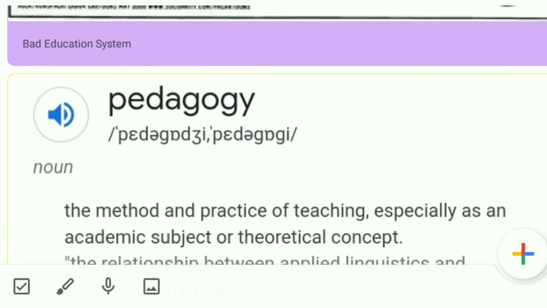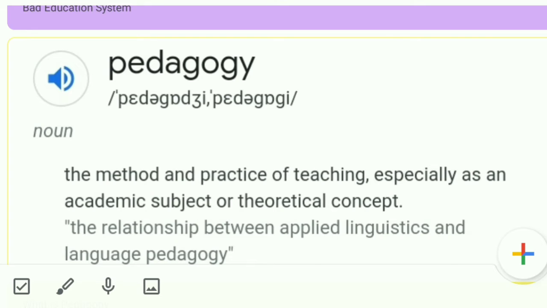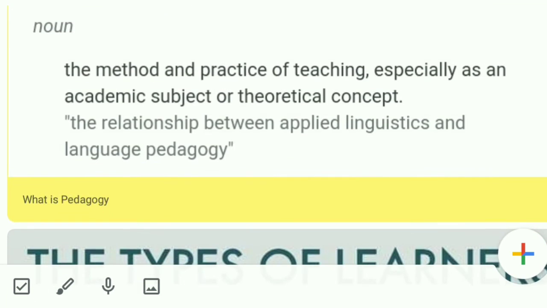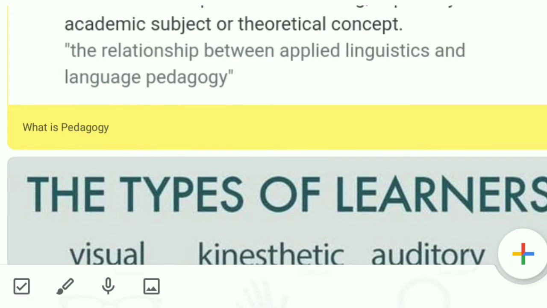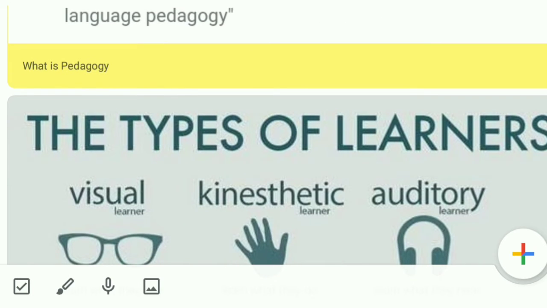Let's understand what pedagogy is. According to its definition, pedagogy means the method and practice of teaching, especially as an academic subject or theoretical concept. In short, pedagogy means teaching in different techniques using different methods. And an important part of pedagogy anywhere in the world is types of learners.